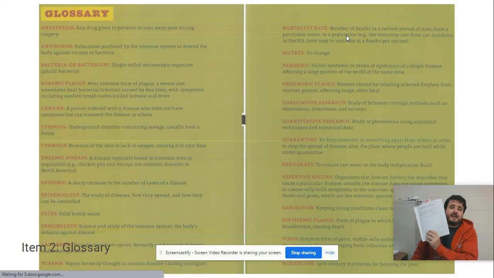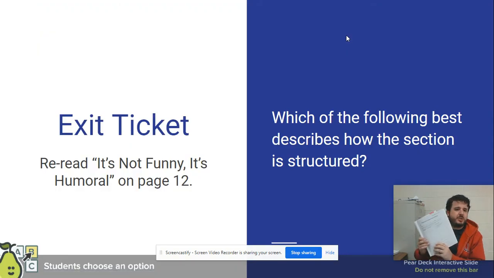As a little bit of an exit ticket, there's a question here, which I don't think you guys can see yet. That's fine though. You're supposed to tell me about a third section. It's called "It's Not Funny, It's Humoral" on page 12, and tell me which of the text structures is being used there. The main goal for today's lesson is to introduce you to the different types of text structures so as we go further into the module, we can talk about them with a single language. So if things today are a little bit complicated, that's okay. Don't worry about it. We're gonna get there, no problem.